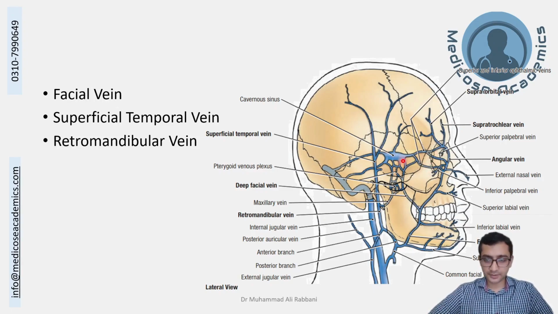So this is about the facial vein, and then there is the superficial temporal vein. This is similar to the one that had the artery, and it receives the maxillary vein, like here, where the maxillary vein joins the superficial temporal vein. Now, this is called the superficial temporal vein. It joins the maxillary vein, and now it is called the retromandibular vein.